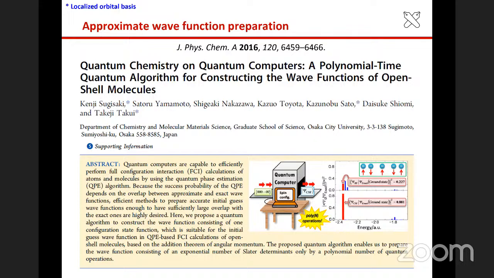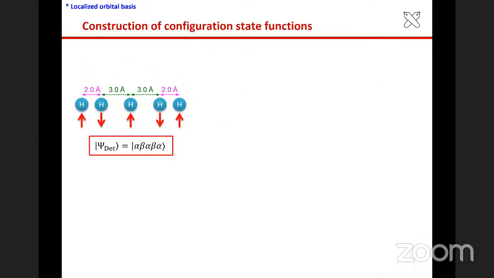So by using a local orbital basis, how do we generate the spin eigenfunction, which is a good approximation for open-shell molecules? The paper was published about 8 years ago, but the study actually started in 2012 or 2013, so I needed more than 3 years to publish it. But anyway, let us think about the hydrogen cluster with 5 hydrogen atoms.